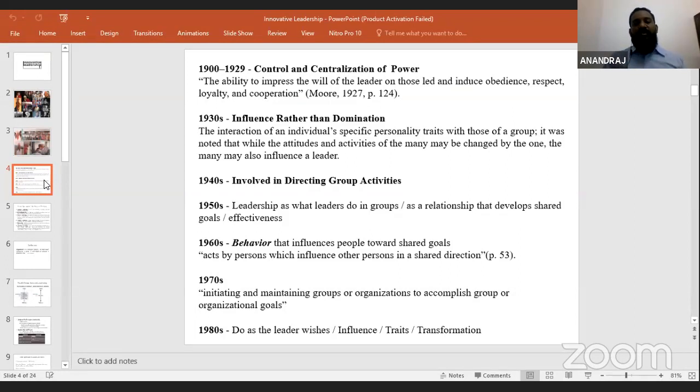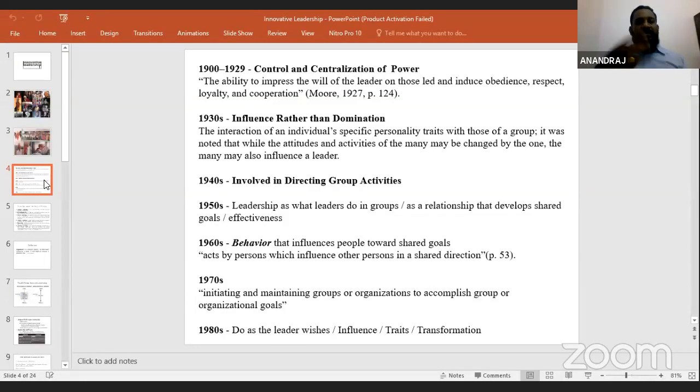And slowly it moved on from domination to influencing. The leaders started influencing the followers. The next level was individuals turning into group activities. After that, the followers started to observe the behavior of the leader, and according to the behavior of the leader, people started following the leaders. It moved on to the 1960s, and again organization goals started to be set up. Organizational leadership emerged in the 1970s onwards.